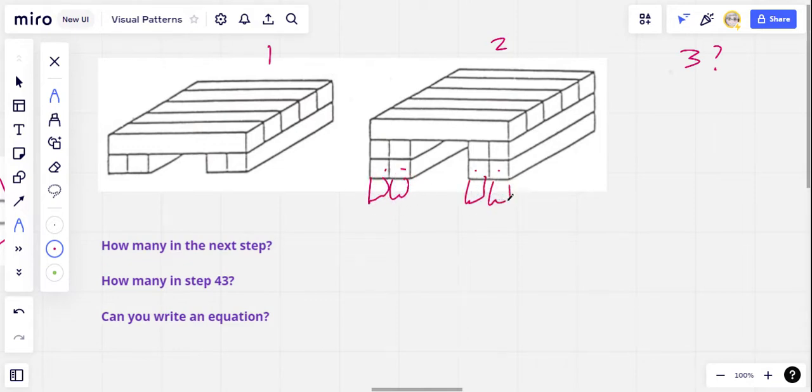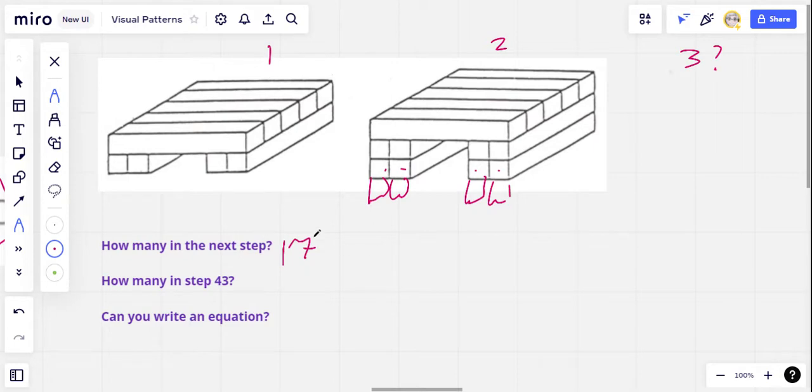So if we're going to predict how many blocks in step 3, there'd be 5 on the top, and then the 4 original feet blocks, and then 4 more from step 2, and then 4 more from step 3. So in total, that would be 5 plus 12, so that should be 17. That would be my prediction. We're going to figure out an equation for this, and we'll double check that.